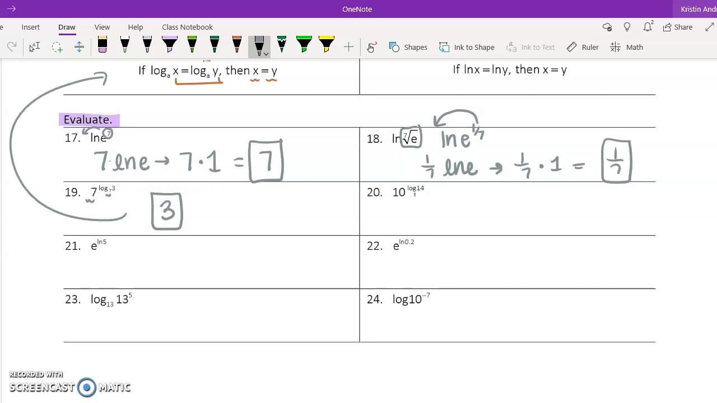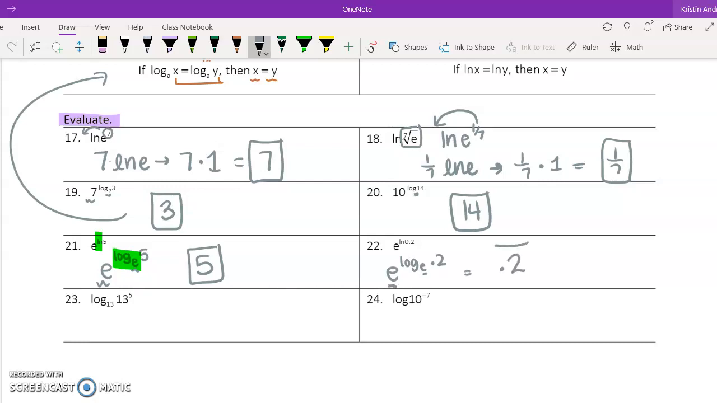10 to the log base 10 of 14. There's no 10 there, but I know it goes there if you don't see one. So my answer is just 14. This is e to the log base e of 5. Remember, ln is the same thing as log base e. When these two match, the answer is just the other number, which is 5. This is e to the log base e of 0.2. What's my answer? 0.2.